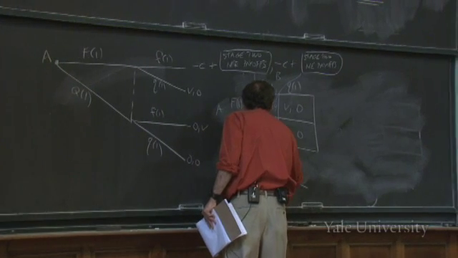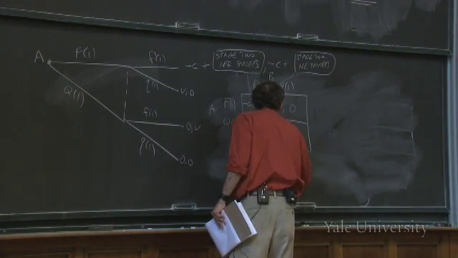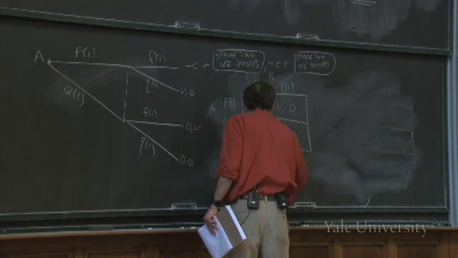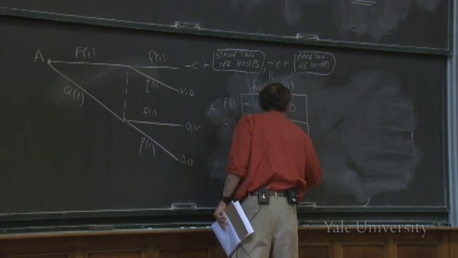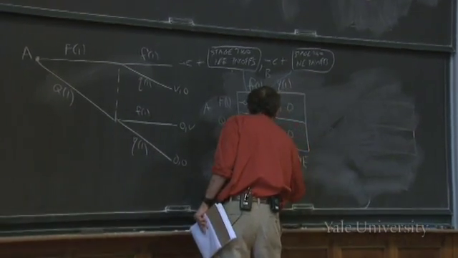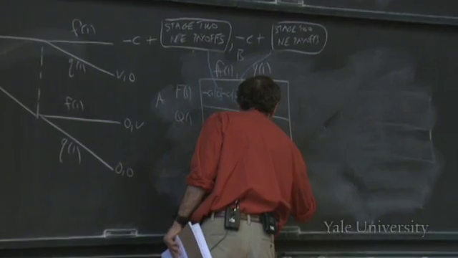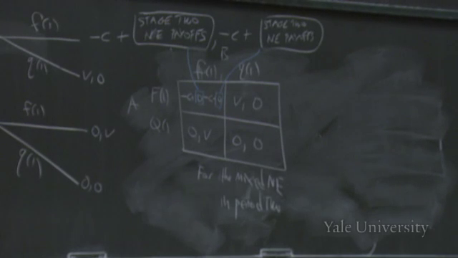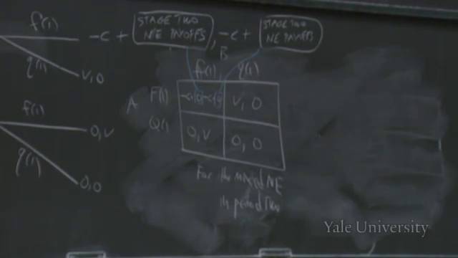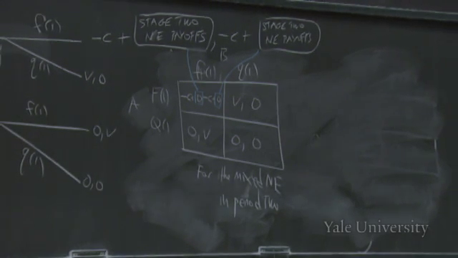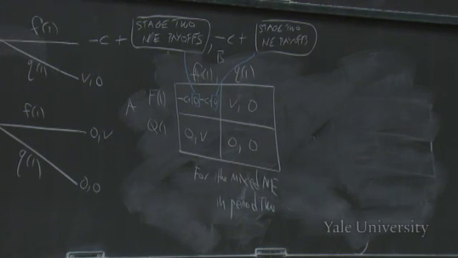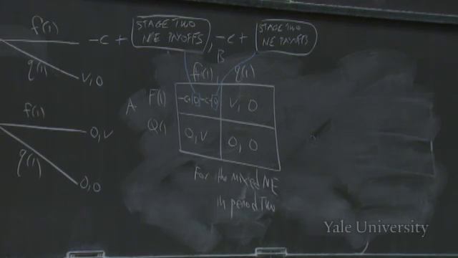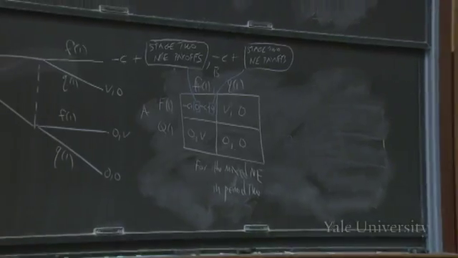And again, what is this? This is for the mixed Nash equilibrium in period 2. And what I want to do is find the mixed equilibrium in period 1. We found the mixed equilibrium in period 2. Now I want to find the mixed equilibrium in period 1. So what I could do here is spend a lot of time. I could put in a p and a 1 minus p, and work out what mix of player B will make A indifferent, and what mix of player A would make B indifferent.